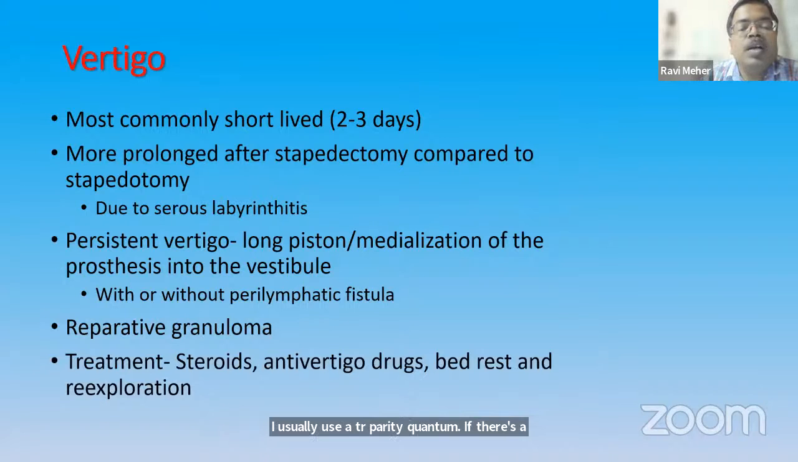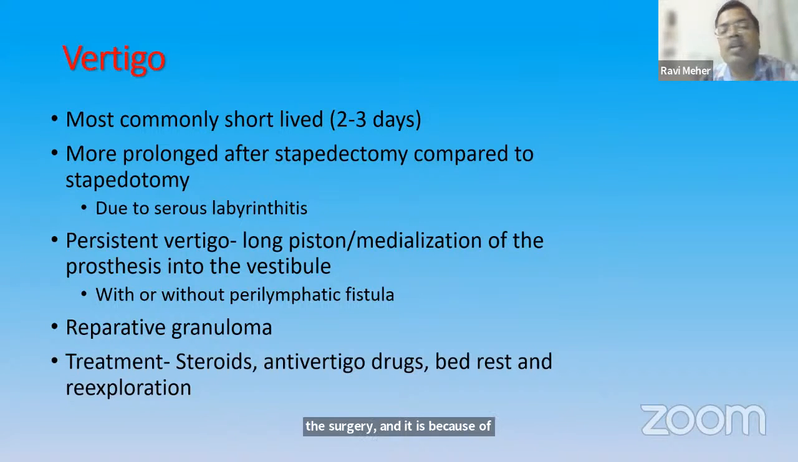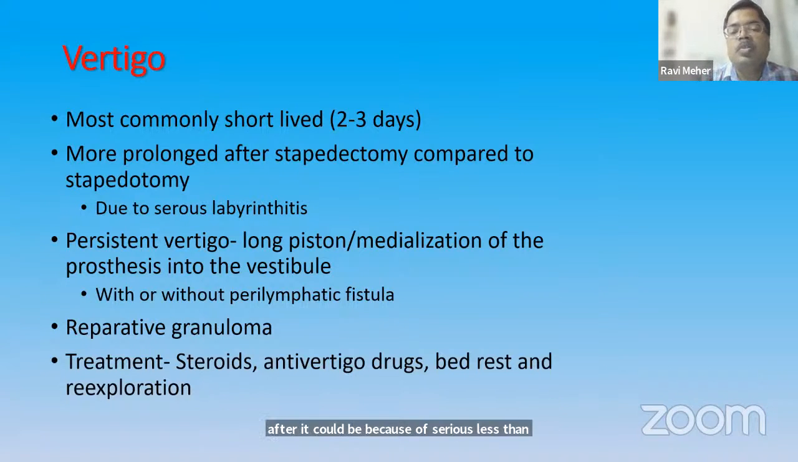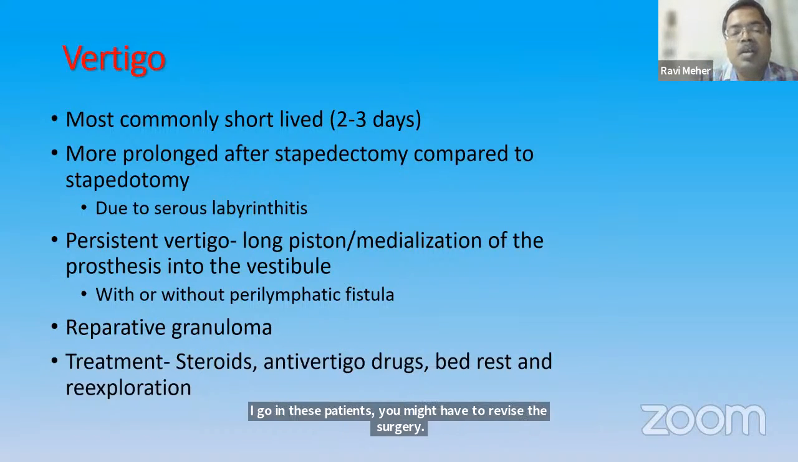Vertigo usually occurs for a very short duration after surgery, and it is because of a small amount of perilymph leak. If it is prolonged after stapedectomy, it could be because of serous labyrinthitis. Persistent vertigo can be there because of a long piston. If you have inserted a long piston, the medial end of the piston will be irritating the vestibule, and the patient will have persistent vertigo. In these patients, you might have to revise the surgery. You might have to remove the piston and insert a smaller piston.